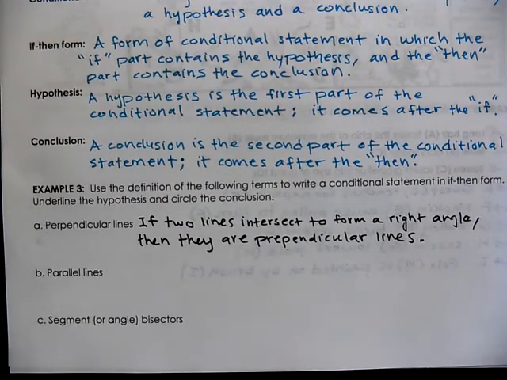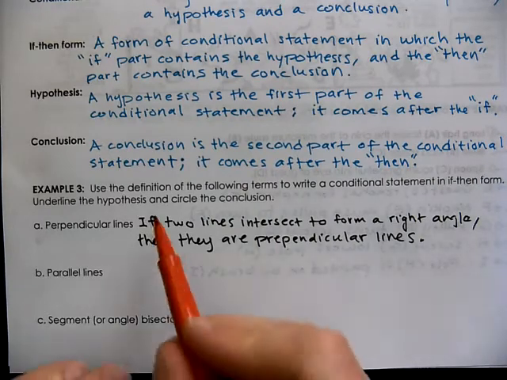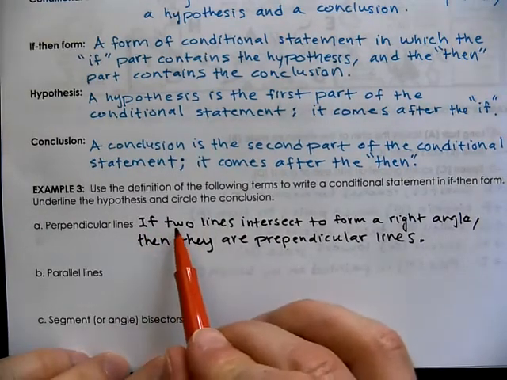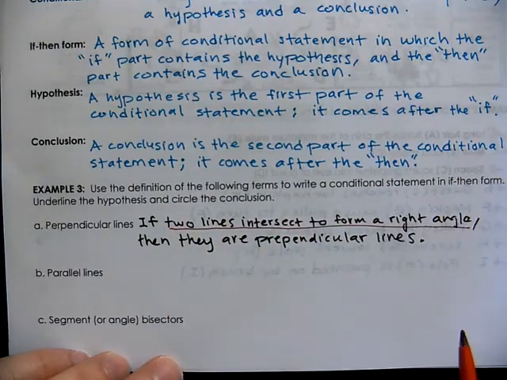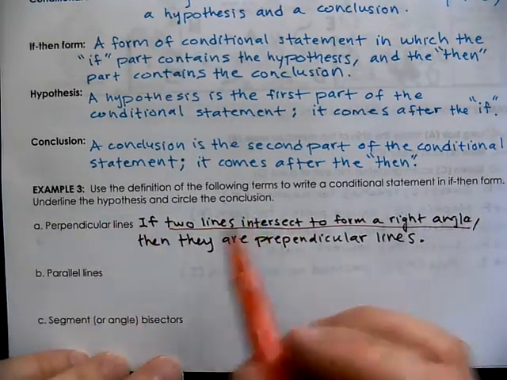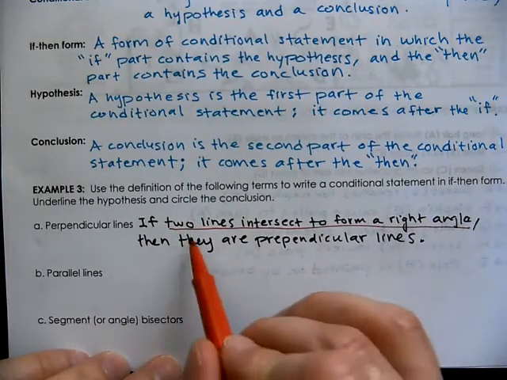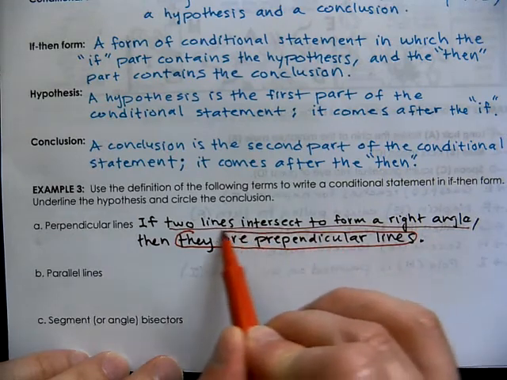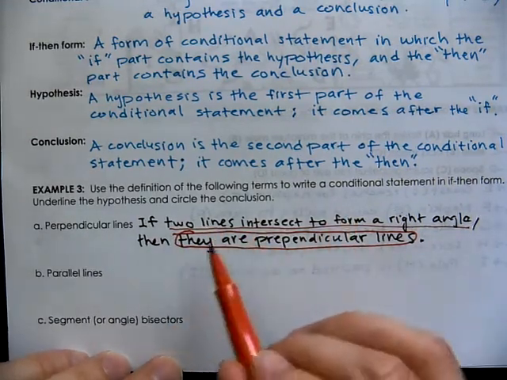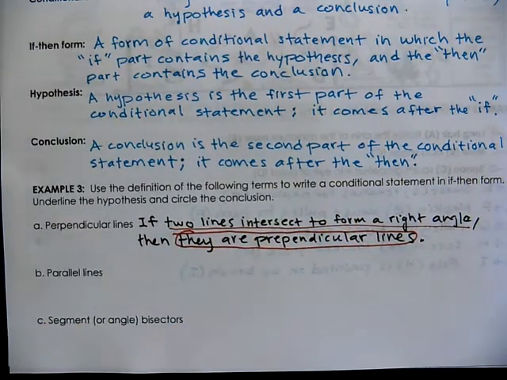Okay, we're going to now underline the hypothesis. We don't underline the word if. The hypothesis is two lines intersect to form a right angle. And then we're going to circle the conclusion. So we don't circle the word then. We're going to circle they are perpendicular lines. So there's your hypothesis and your conclusion.